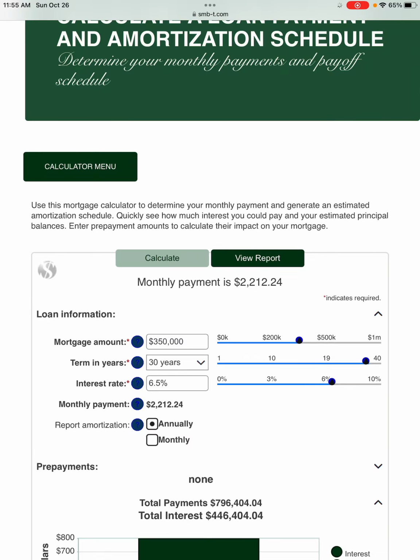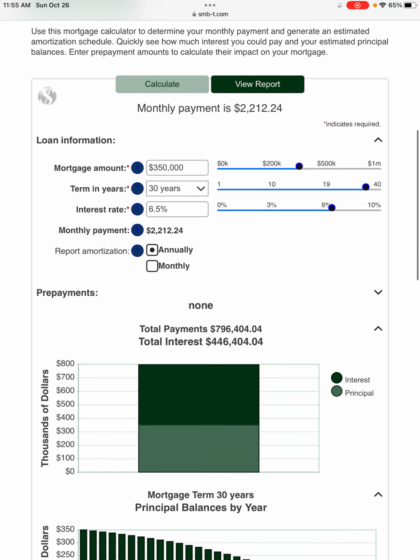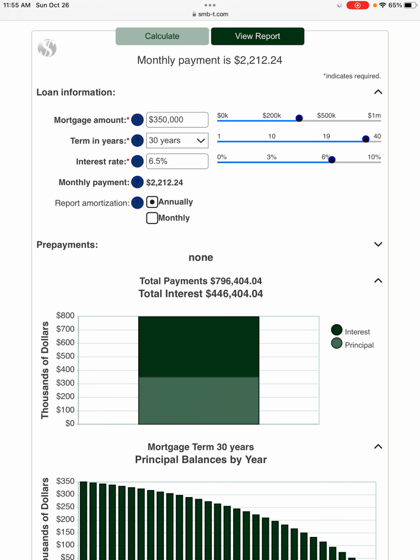What's amazing is how much interest accrues in that time. So take a look at the middle of the screen where it talks about total payments. Over the life of this loan, you are going to make $796,404.04 worth of payments. Remember, we only borrowed $350,000, so that's an overage of $446,404.04. That's the interest that we owe. And so it's very common for the interest to be more than what you borrowed.